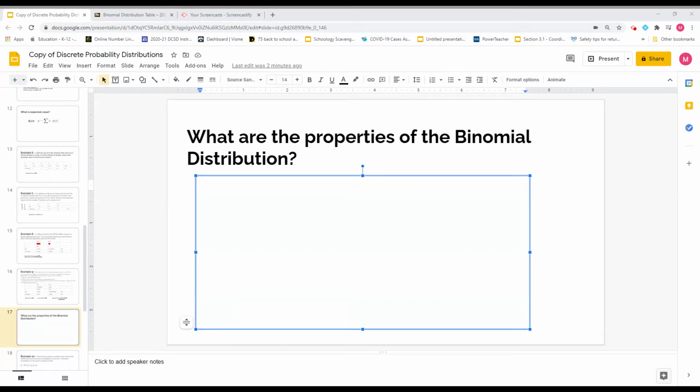Hey guys, just trying to finish up this lesson. The last part of this lesson is on the properties of the binomial distribution. Binomial distribution is pretty simple.